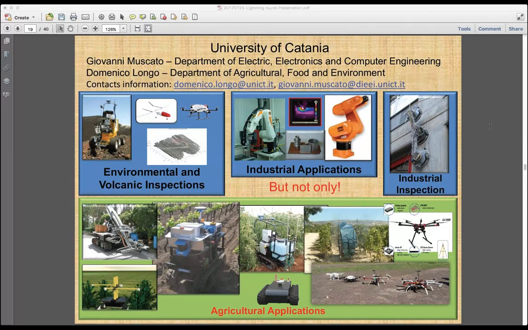At the University of Catania, we have been involved in different projects, not only for agriculture, but also for volcanic inspection, industrial applications, and industrial inspection. In particular, regarding agriculture, we have been involved in an orange picking robot, an artichoke picking robot, and also an autonomous spraying robot for vineyards and greenhouses. Recently, we are working on the adoption of drones, in particular for mapping outdoor environments, for autonomous traversability path planning for autonomous systems, for agriculture applications, and also for field robotics.